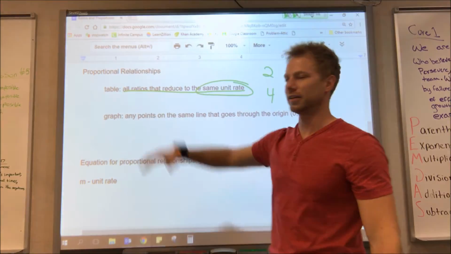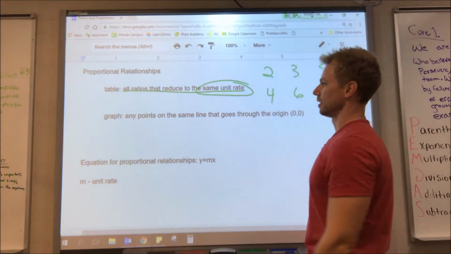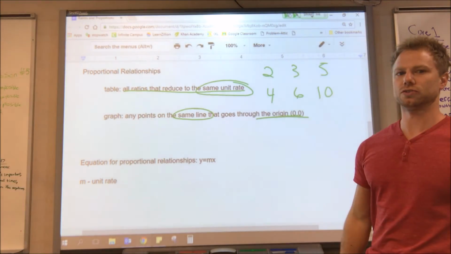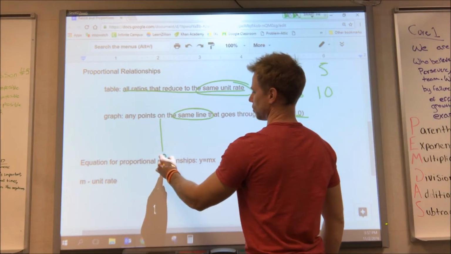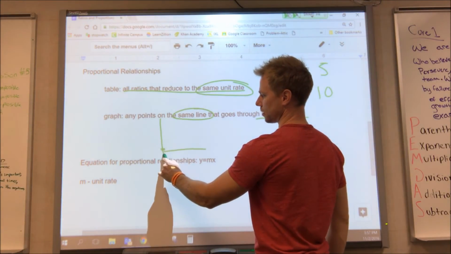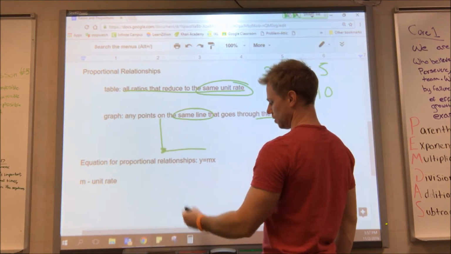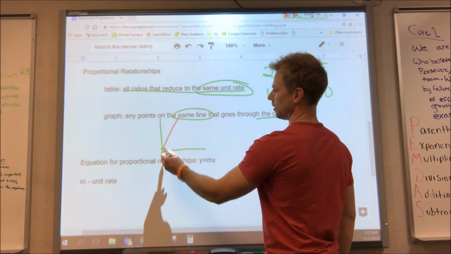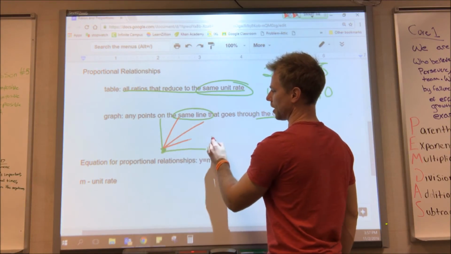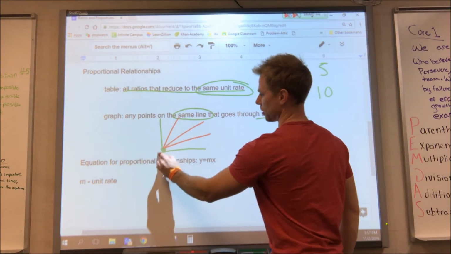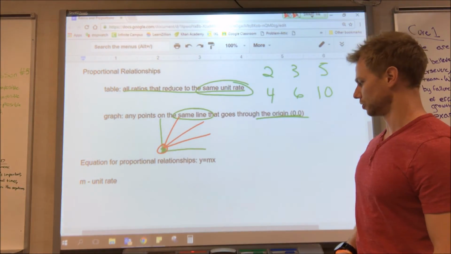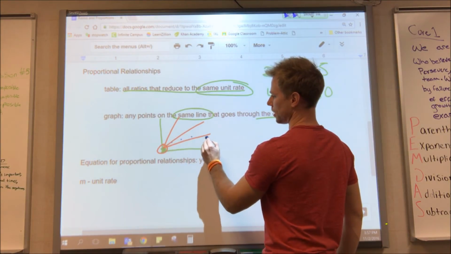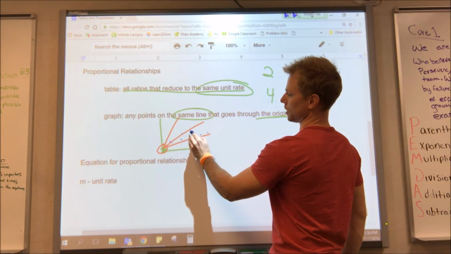Okay, on a graph, if it's a proportional relationship, it's going to be points on the same line that go through the origin, 0, 0. So if I draw a graph here, the origin is right here at 0, 0. If it's a proportional relationship, the line must always start there. It can go up steep or it can go flatter, but the line must always start at 0, 0, at the origin.